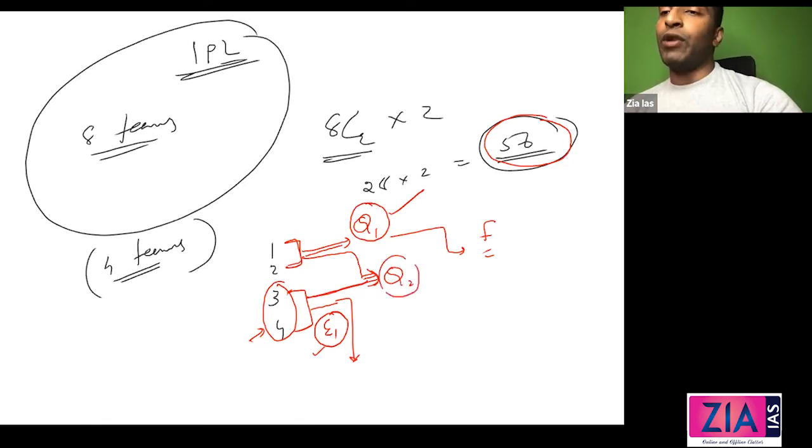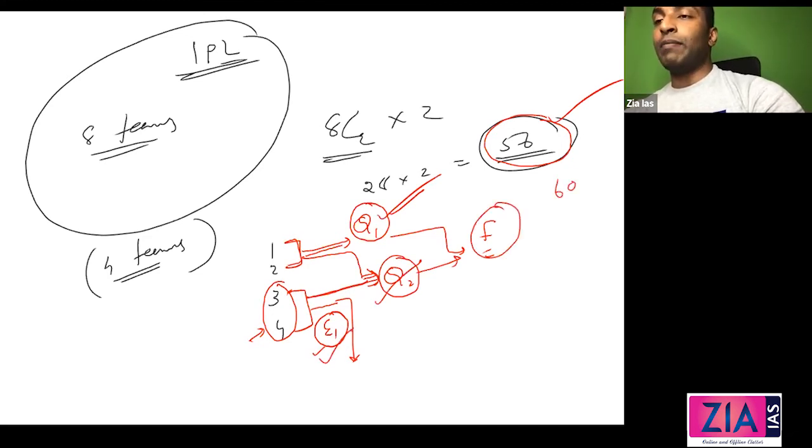You don't need to know the names and all, just remember the structure in case any logical reasoning question comes, just to have an idea. They will play the final. Now tell me guys, how many matches are played in total? 56, qualifier 1, qualifier 2, eliminator 1, final. So total 60 matches are played.